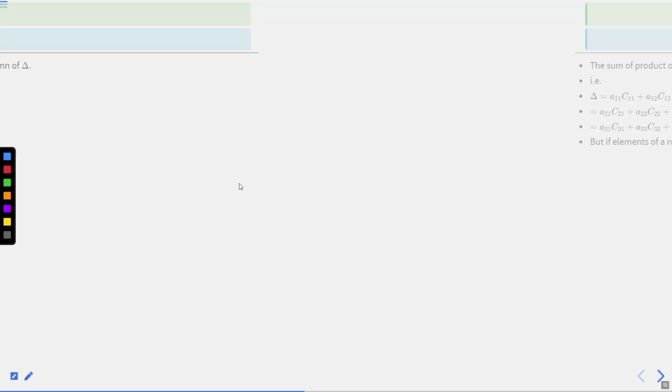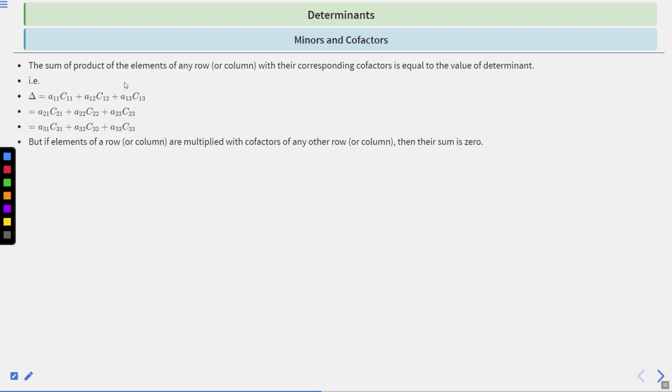Clear? Now let's move on. The sum of products of elements of any row or column with their corresponding cofactors is equal to the value of the determinant, right? So delta can be A11 C11 plus A12 C12 plus A13 C13, and it is also equal to A21 C21 plus A22 C22 plus A23 C23, and it is also equal to A31 C31 plus A32 C32 plus A33 C33, right? But if elements of a row or column are multiplied with cofactors of any other row or column, then their sum is 0, right? You have to remember these things also.